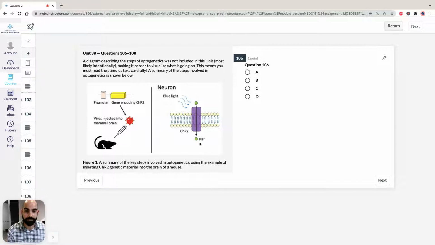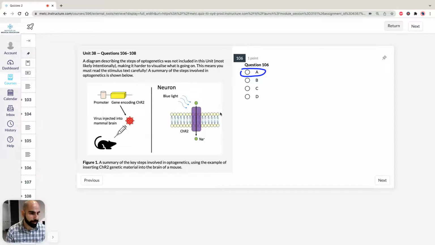But the answer for 106 is obviously going to be A, because it allows for depolarization. If we depolarize the neuron, it's going to activate the neuron and it's going to have its effects. Because with depolarization, we're facilitating sodium into the cell. If it was hyperpolarization, we'd be losing the sodium. So understand these terms.